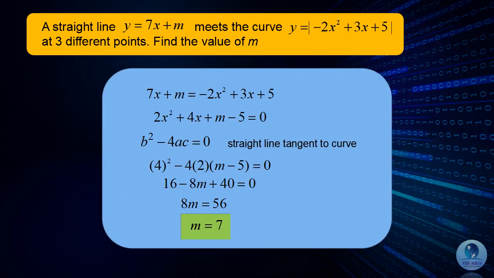To solve this question, you must let 7x plus m equals negative 2x squared plus 3x plus 5. Rearrange this equation and you get this form. Since the straight line is tangent to the curve, therefore b squared minus 4ac equals 0. Substitute all the corresponding values and you get the final answer m equals 7.